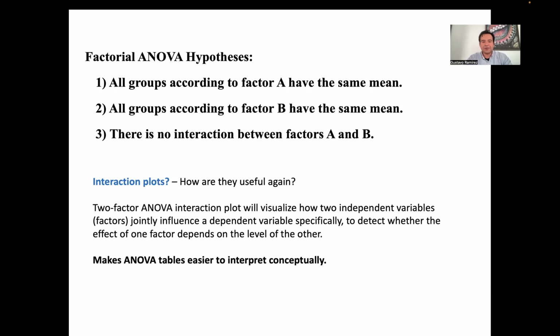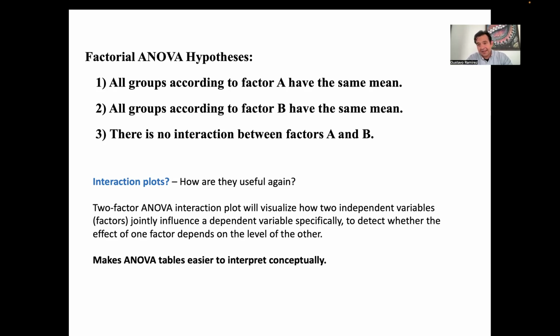So again, to summarize that really quickly, right? Like what are they useful for again? Well, this two-factor ANOVA interaction plot will ultimately visualize how two independent variables or factors jointly influence a dependent variable specifically. All right. And this is to detect whether the effect of one factor depends on the level of the other factor. All right. So again, at the end of the day, the interaction plots are not a diagnostic. They are not a test, right? You actually have to run the two-factor ANOVA, all right, computationally or by hand. I guess in this class, we only do it computationally.